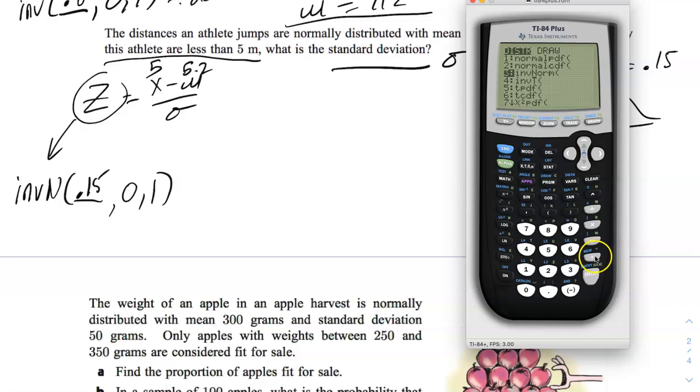Distribution, invert normal, 0.15. And I get negative 1.0364. Remember, I'm going to write that here, but I'm going to leave it on my calculator until I get my final answer. So let's rewrite that to make it look nicer.